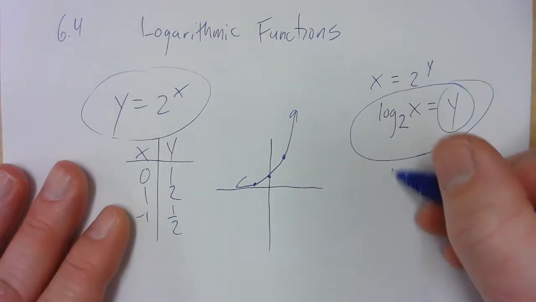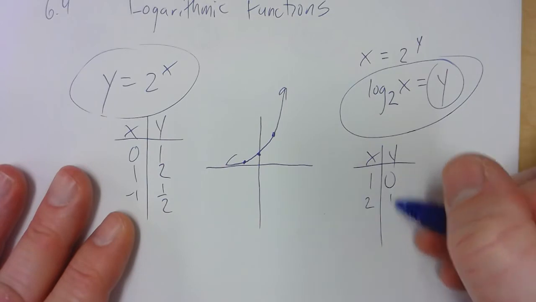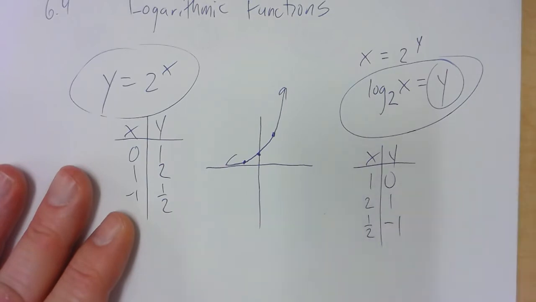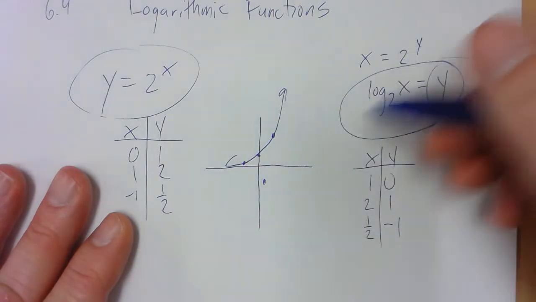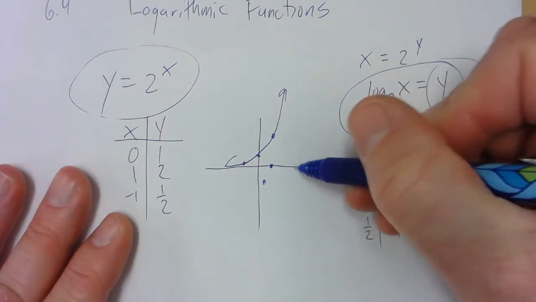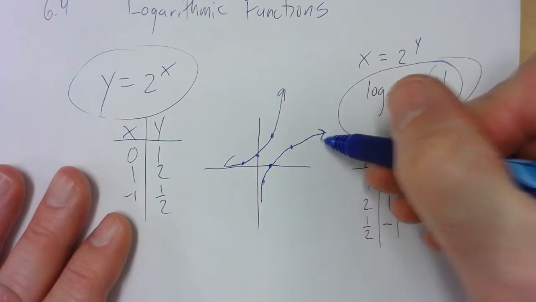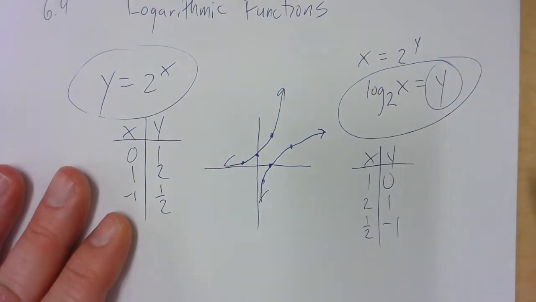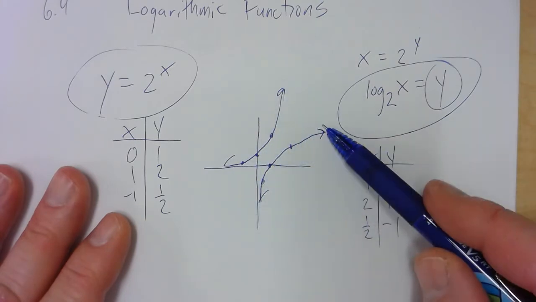The inverse of this would be switching these around. So it'd be 1, 0, 2, 1, and a half, negative 1. So a half over negative 1 would be like here, and then 1, 0 would be like here, and then 2, 1 would be like here, so it grows like this. They both grow, but how they grow is different. This one increases at an increasing rate, this one increases at a decreasing rate.